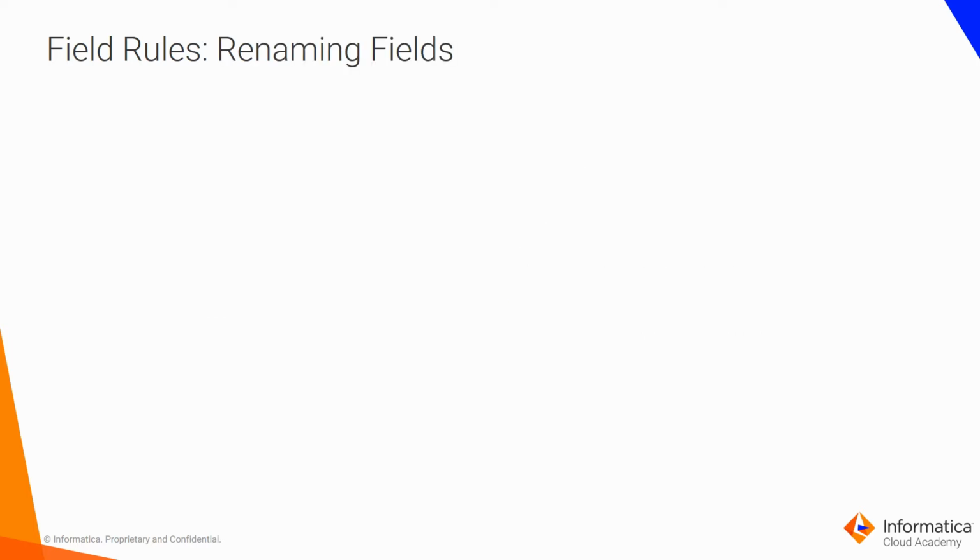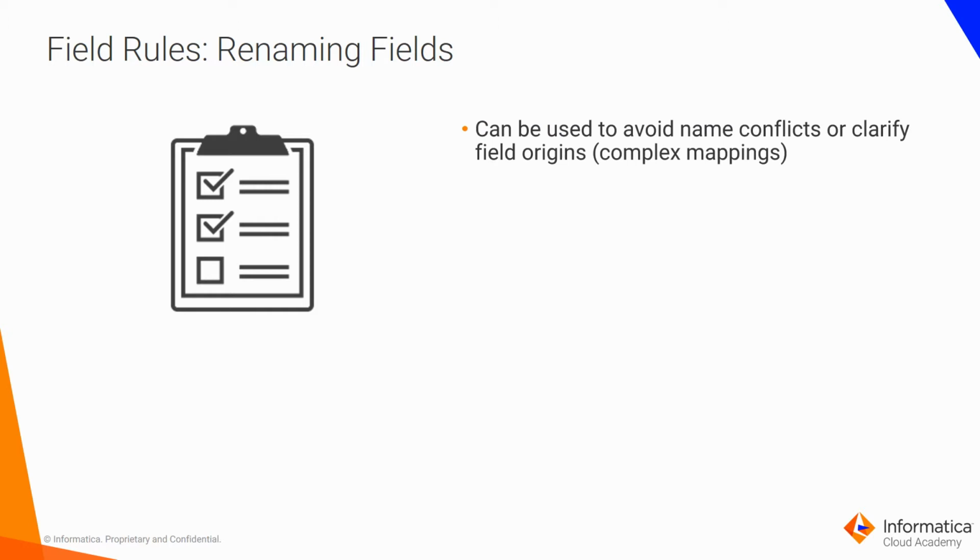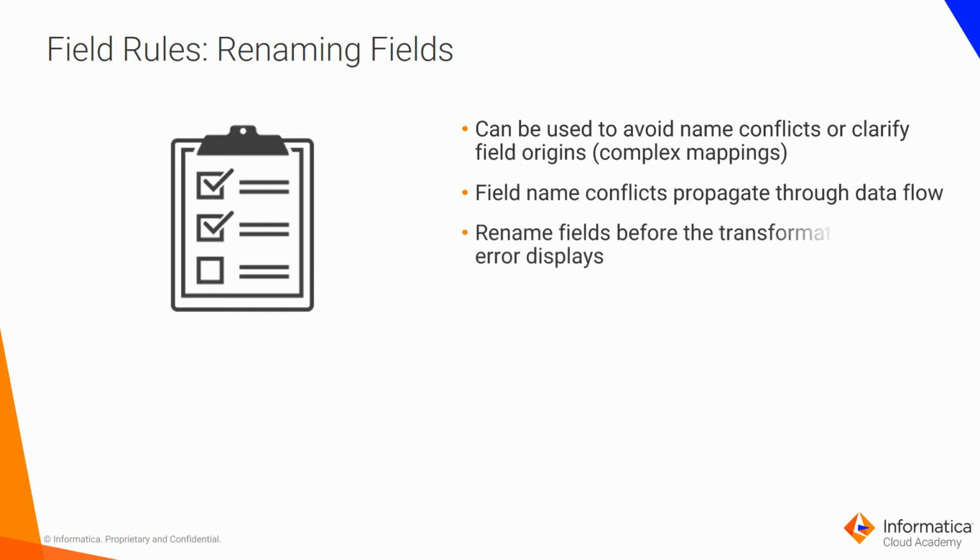When you configure field rules, you can also specify that included fields must be renamed, either individually or in bulk. You can do this to avoid naming conflicts, or it can also be helpful in clarifying field origin, depending on how complex your mapping is. Remember that field name conflicts will propagate all the way through the data flow. If you get a field naming conflict error, rename fields before the transformation where the error occurs.